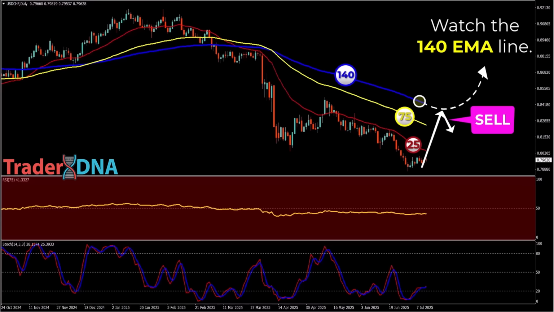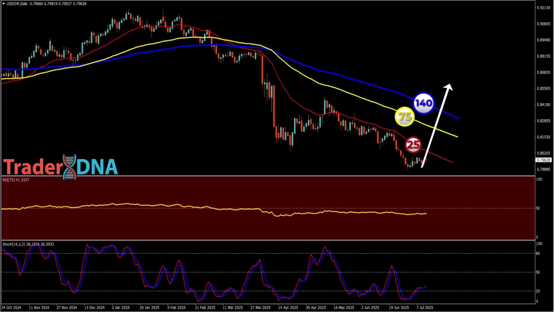But, and this is a big but, if price blows past the 140 EMA with no bounce, no hesitation, just slices through it like it's not even there, then that's your warning siren. That's the market telling you, hey buddy, something's changed. The uptrend could be over and we might be flipping into a full-on bearish reversal.